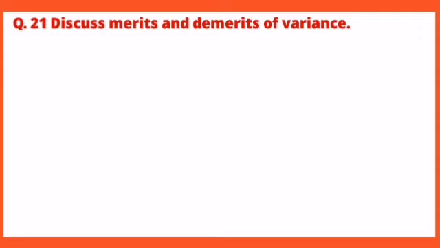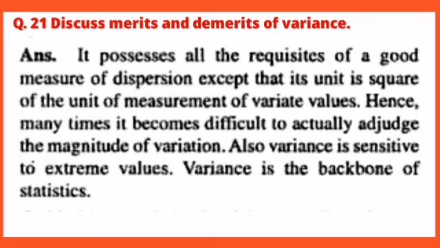Question 21. Discuss merits and demerits of variance. Answer. It possesses all the requisites of a good measure of dispersion except that its unit is square, the unit of measurement of variate values. Hence, many times it becomes difficult to actually adjudge the magnitude of variation. Also, variance is sensitive to extreme values. Variance is the backbone of statistics.